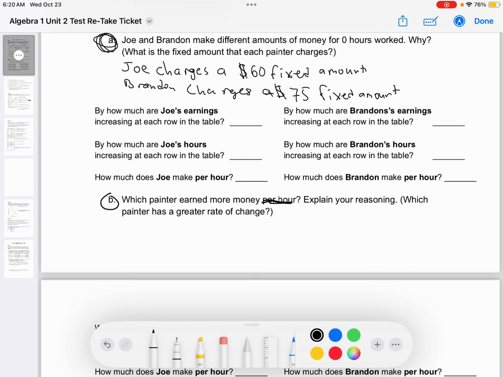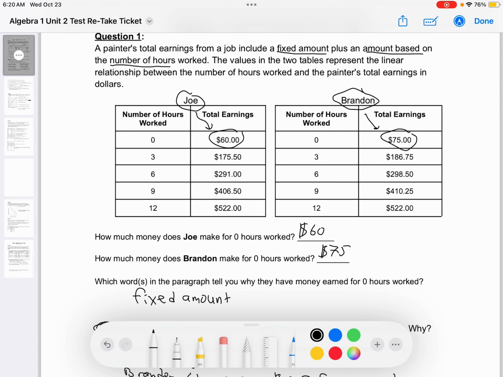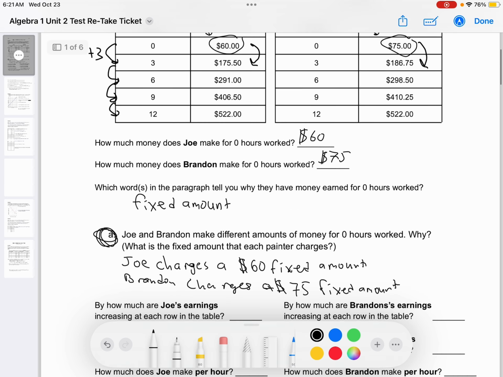Well, I had several people that gave me the amount that they earn at each step in the table, each row. However, in this table, the hours are not going up by 1. This table is not showing you how much they earn per hour. This one's showing you how much they earn per every 3 hours, not for every 1 hour. So we needed to find out how much they're earning for every 1 hour.